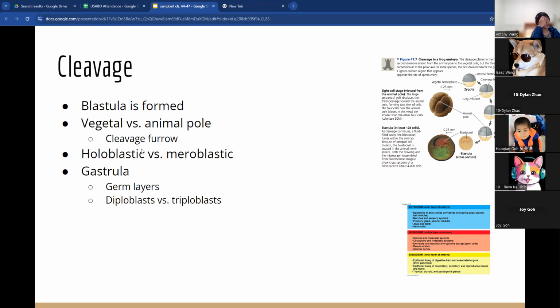Now let's talk about how cleavage can either be holoblastic or meriblastic. Holoblastic means that the furrow goes all the way through the egg, right? It cuts the egg completely in half.